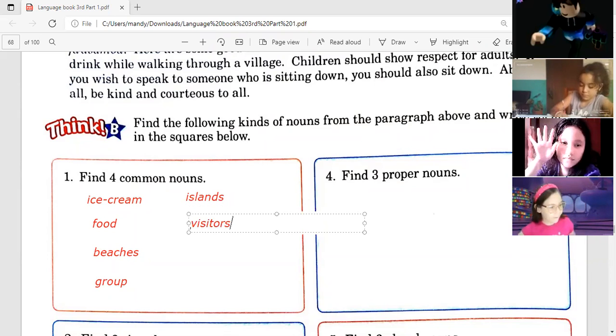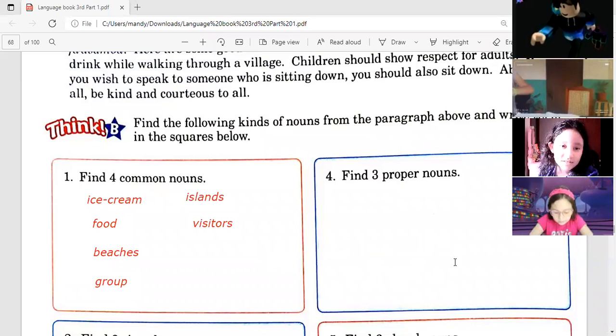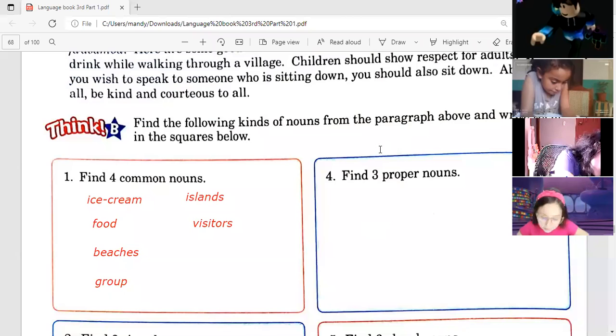Okay, so let's see now. Tell me, Alison. Teachers. Okay, yes, exactly. Thank you very much. Now, let's go to number four. Find three proper nouns. Remember, a proper noun begins with a capital letter, yeah? So you give me three proper nouns. Okay, write in the chat, proper nouns.